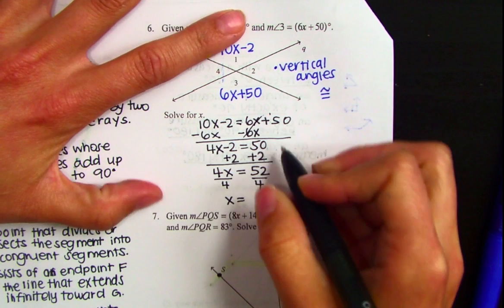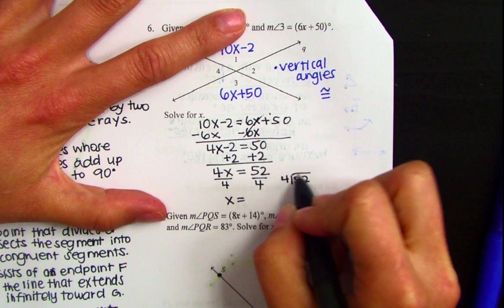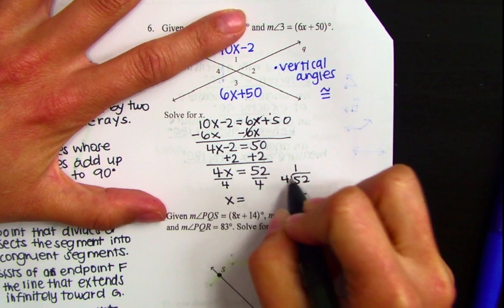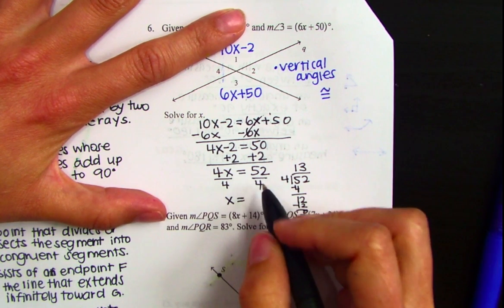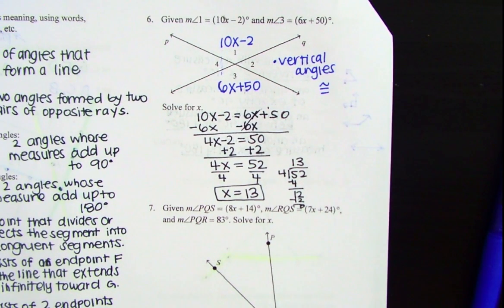52 divided by 4, I'm going to go ahead and show the work for that. 5 divided by 4, that's 1. 1 times 4 is 4. 12 divided by 4 is 3. So 52 divided by 4 is 13. My answer is x equals 13.